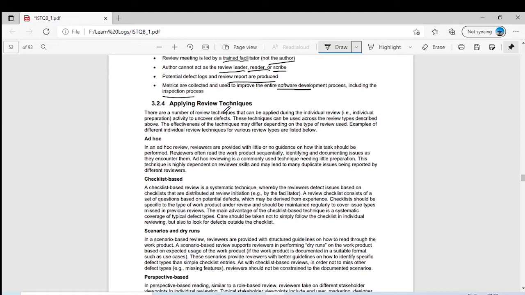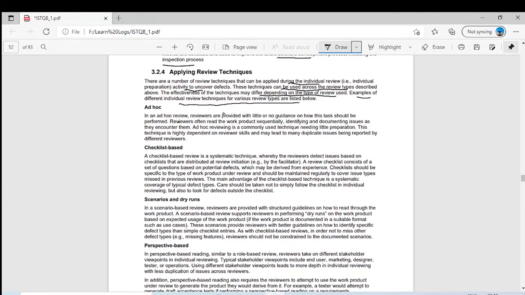So first of all, there are some techniques which should be applied. It depends, maybe on one type of work product you are applying two to three techniques. It depends on the project and the work product. There are a number of review techniques that can be applied during the individual review, i.e. individual preparation activity, to uncover defects. These techniques can be used across all review types described above. The effectiveness of the technique may differ depending on the type of review used. Examples of the different individual review techniques for various review types are listed below.